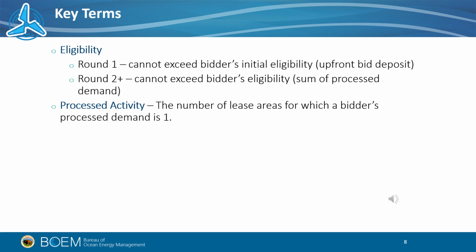Eligibility is the maximum number of bids that the bidder can submit in a given round. The eligibility for round 1 is known as the initial eligibility. The initial eligibility is based on the number of lease areas included in the payment of its upfront bid deposit. With a 1 per customer rule, the initial eligibility of a bidder who has submitted a bidding deposit is 1. After round 1, a bidder's eligibility for a round equals the bidder's processed activity following the processing of the bids for the previous round. Processed activity is the number of lease areas for which the bidder's processed demand is 1.